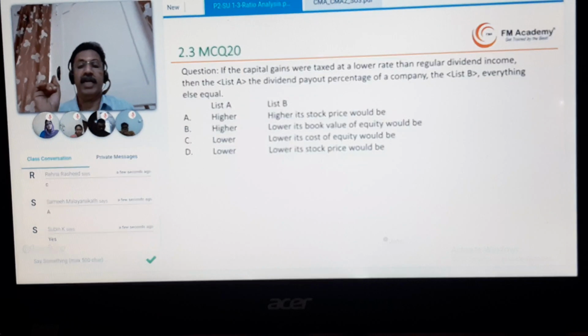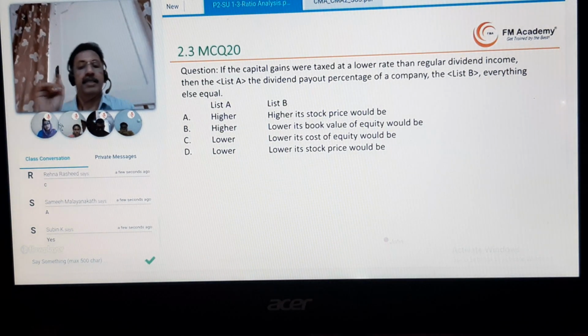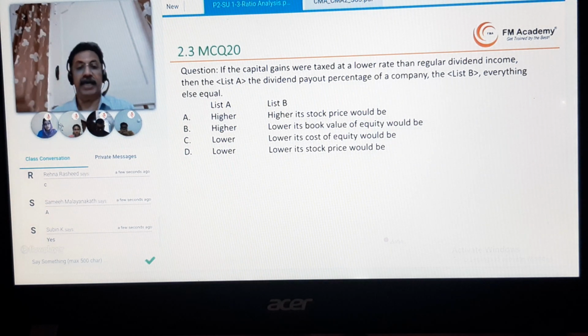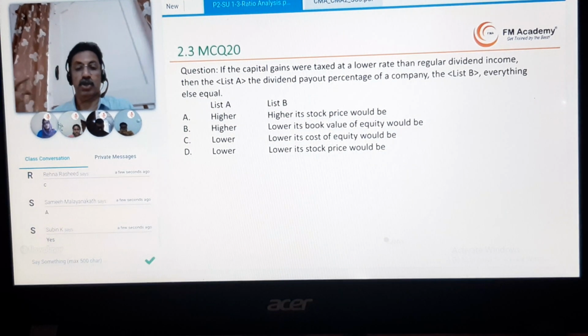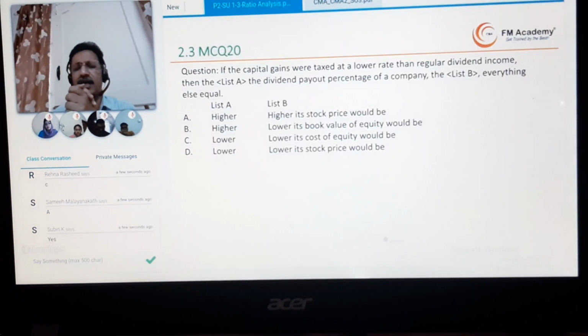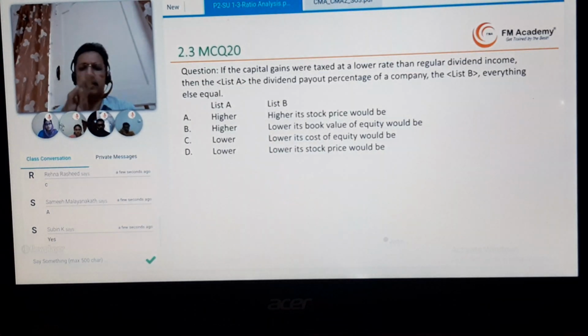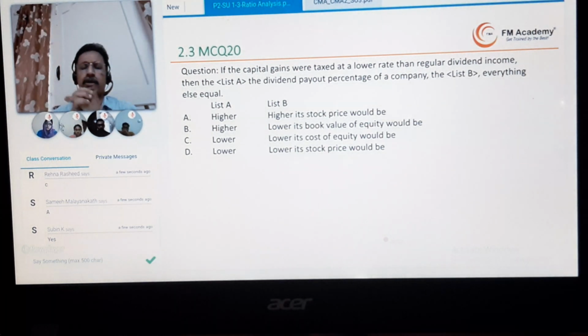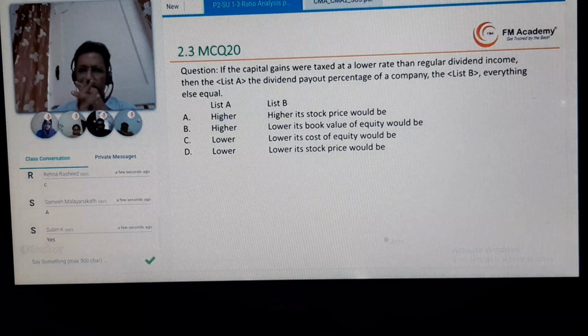If the capital gains were taxed at a lower rate than the regular dividend income, then the higher the dividend payout percentage of the company, the higher its stock price, lower its book value, lower its cost of equity, all that is coming there. But I don't think I have discussed this question as such when I was discussing the dividend consideration. I had just given you only the formula, right?